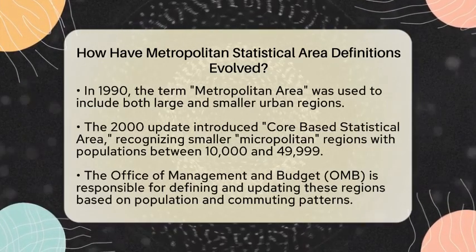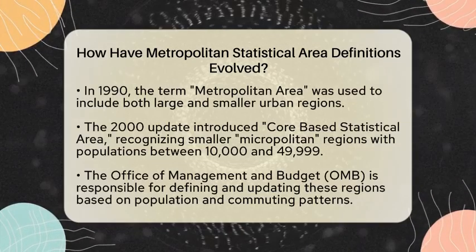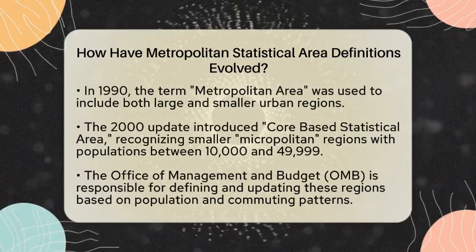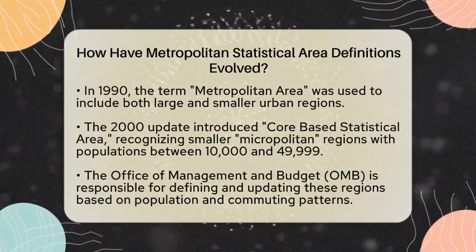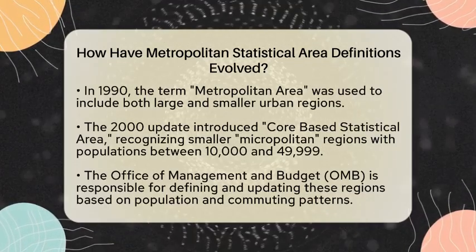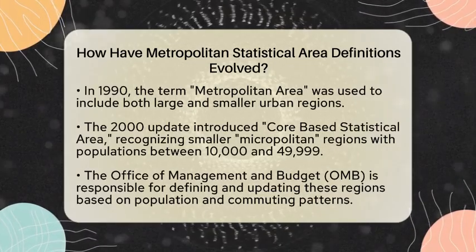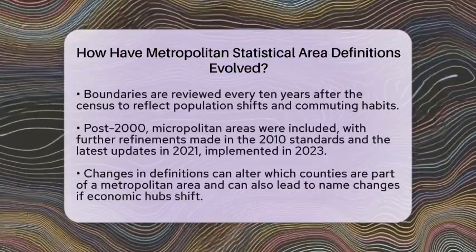In 2000, the government introduced core-based statistical area. This new term covered both large metropolitan areas and smaller, micropolitan areas, which had populations between 10,000 and 49,999 people. This change was important because it recognized smaller urban clusters that still had strong economic ties.